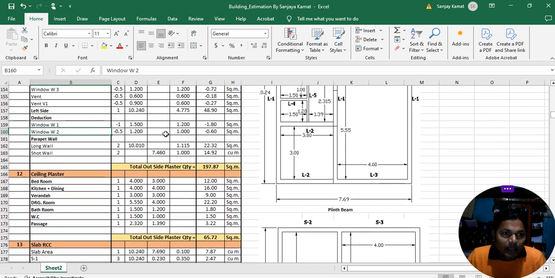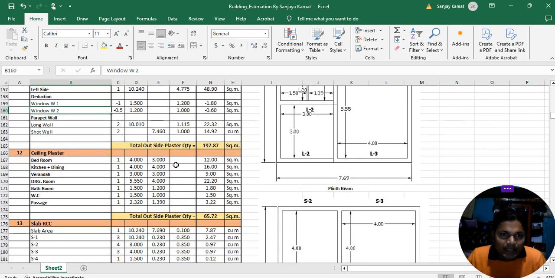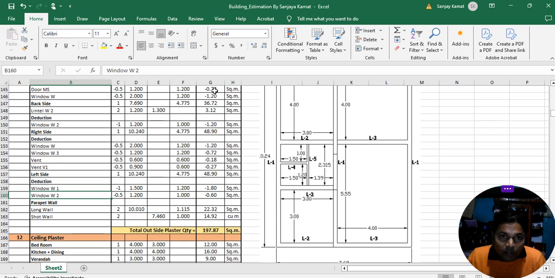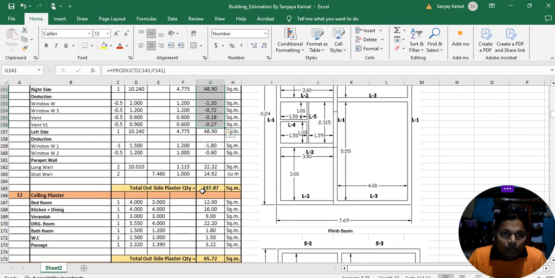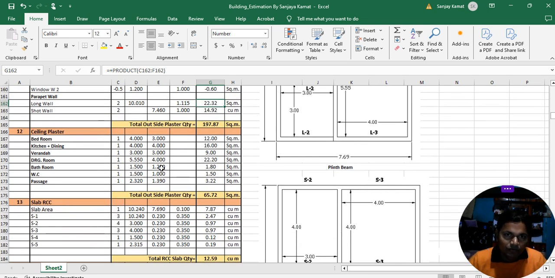Now see, in the final, at last you have to do the total calculation. Sum all of this column. If you sum all of this, then you will get the area. Outside area will be 197.87 meter square, okay. So these things we have to do by yourself.